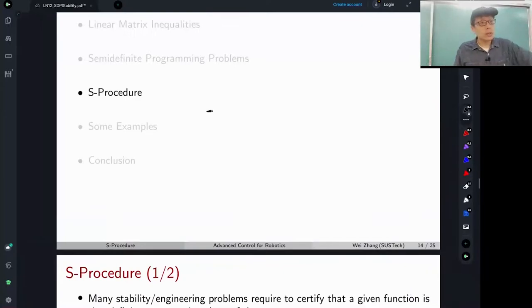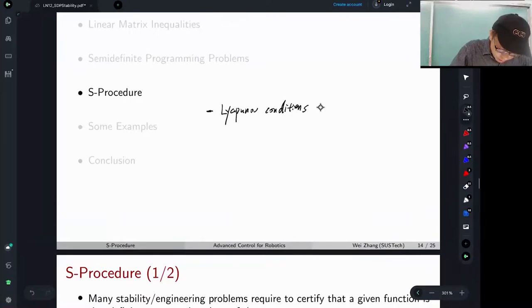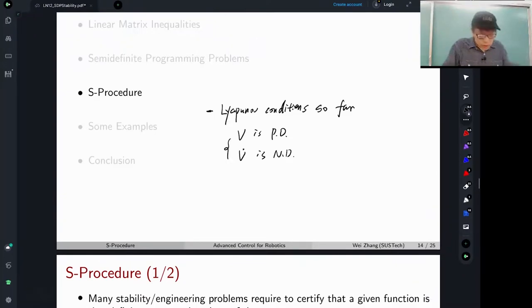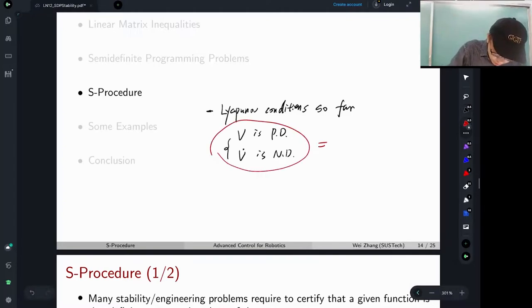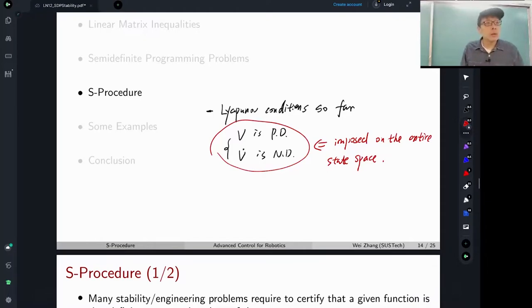From the example we just reviewed and also our discussion from last week, for the Lyapunov function condition so far, we always require, let's say, V is PD and V dot is ND. These conditions are imposed on the entire state space. You need V to be positive definite over the entire space. So all the states have to give you these definite conditions.